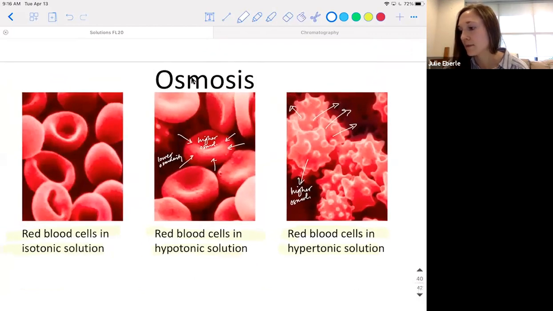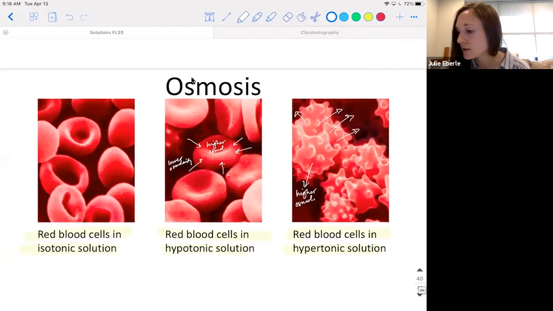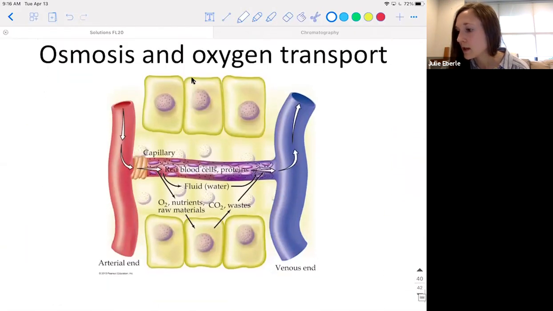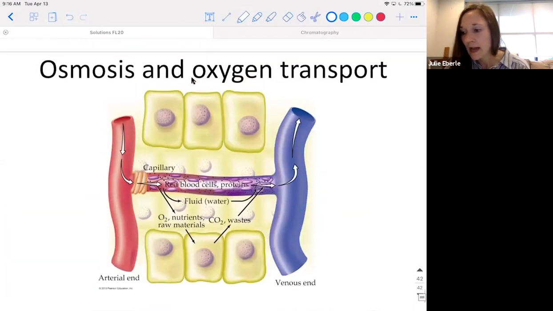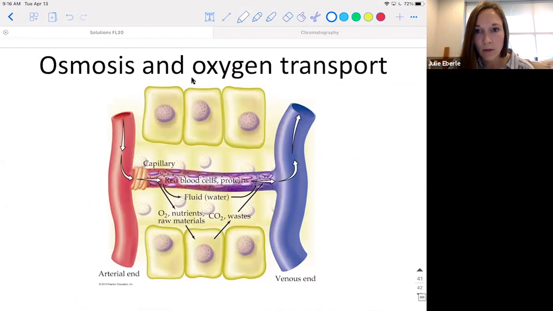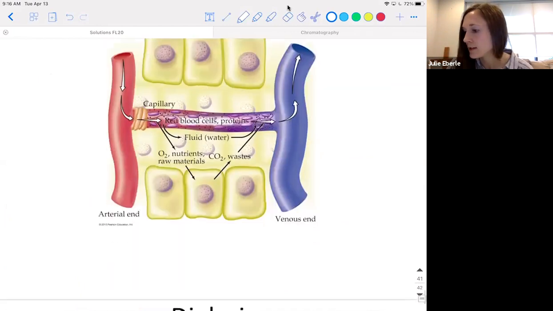But anyways, that's the last slide we're going to get to. Sadly, I wanted to talk about osmosis and oxygen transport and then dialysis for kidney patients, because osmosis is at play here with filtering your blood and then how oxygen moves out of our blood into our cells. But we don't have time, so these 2 things won't be on the exam.